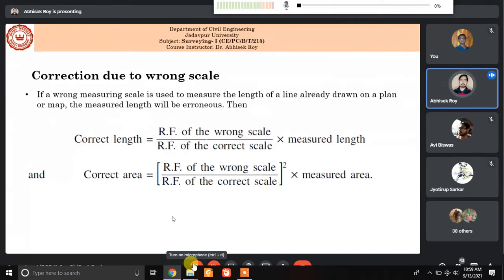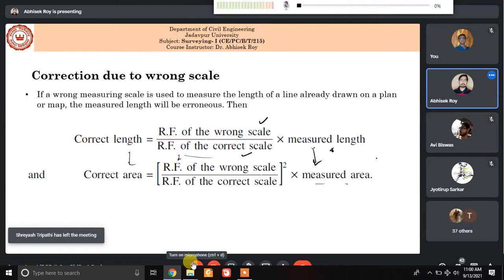Now, if you have done your measurements with respect to a wrong scale, how can you correct the length? Suppose you have used a wrong measuring scale and done wrong measurements in the length, so this is the wrong measured length. The corrected length will be the representative fraction of the wrong scale divided by the representative fraction of the correct scale, into the measured length. That will be your correct length. And corrected area will be the square of this into the measured area, just squaring both sides. That's how you can get it.